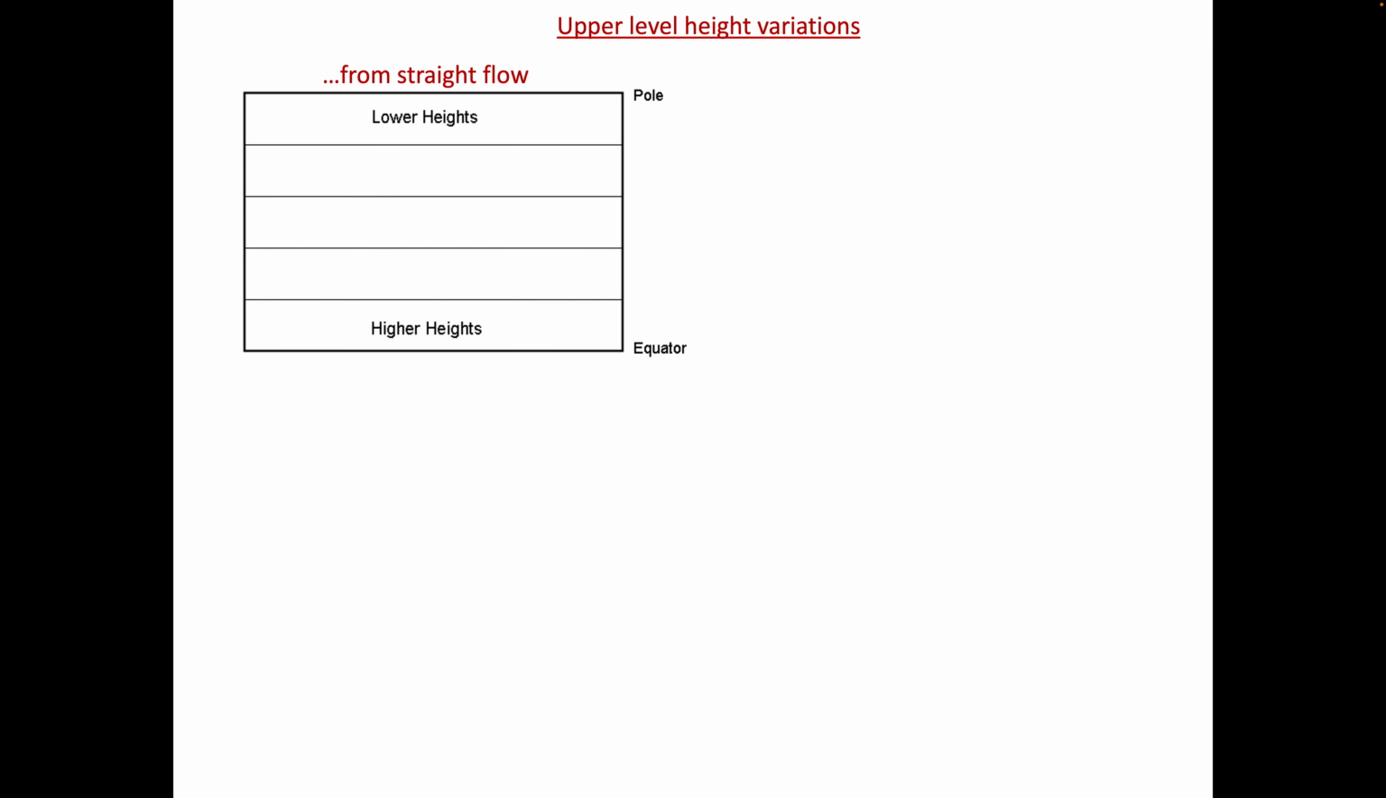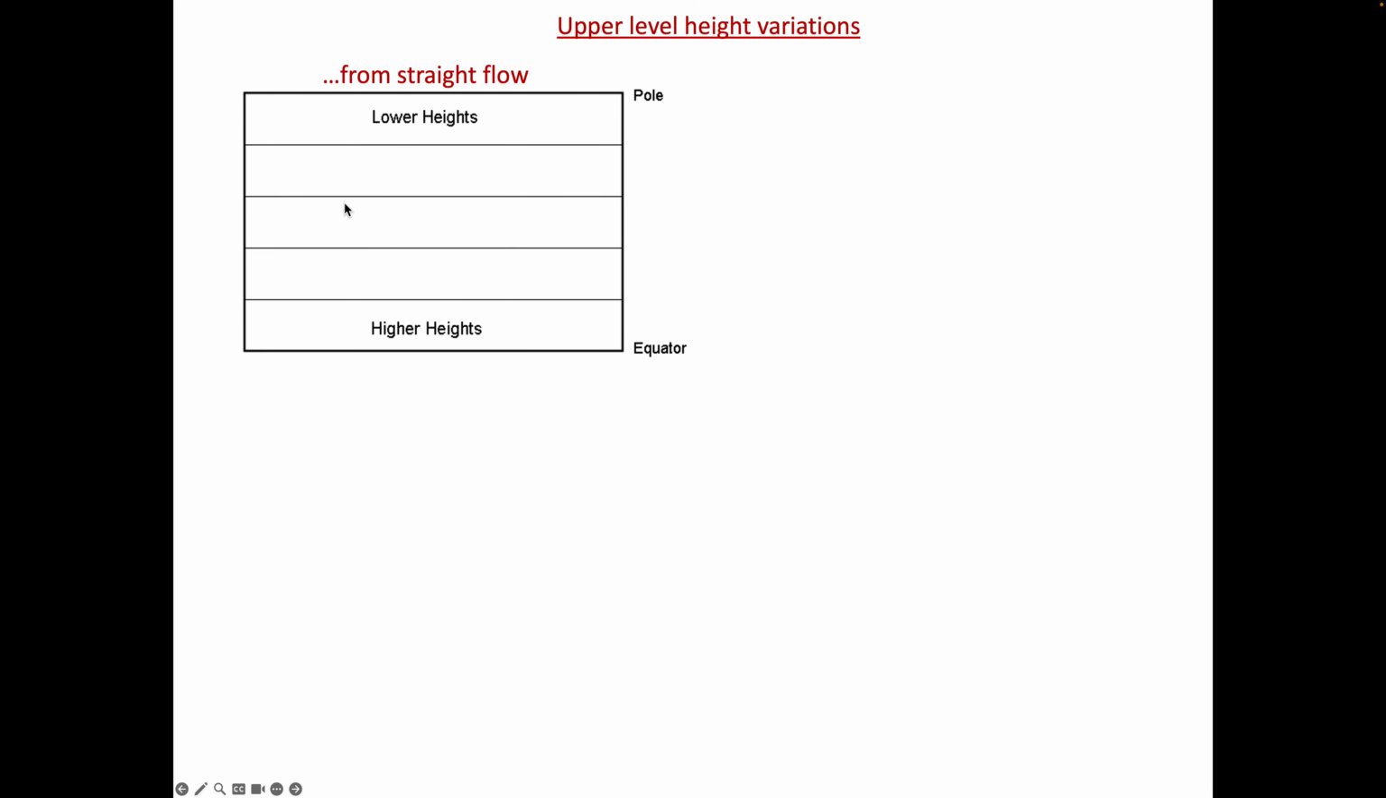So imagine that you start out with straight flow. So here are constant height lines, higher heights to the south, lower heights to the north. And so if we actually talk about flow, and we'll see this in a few moments when we develop the geostrophic wind, the flow is actually going to be parallel to these isoheights, just like it would be parallel to isobars at the surface. So it's going to be geostrophic.